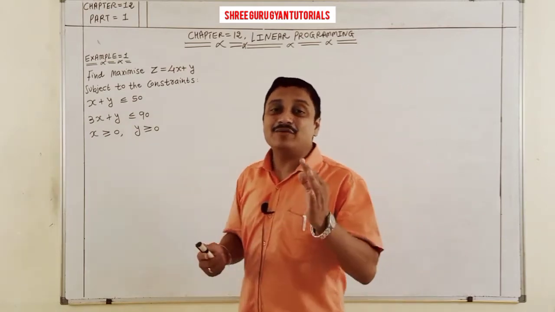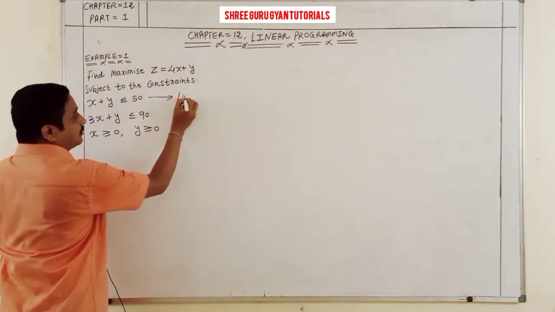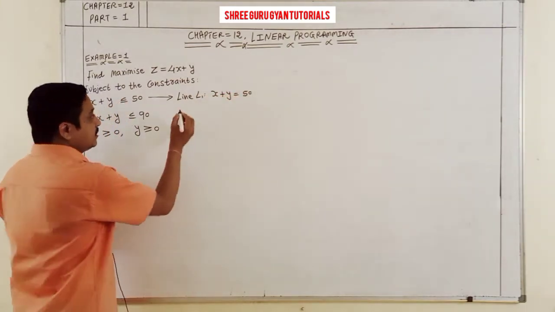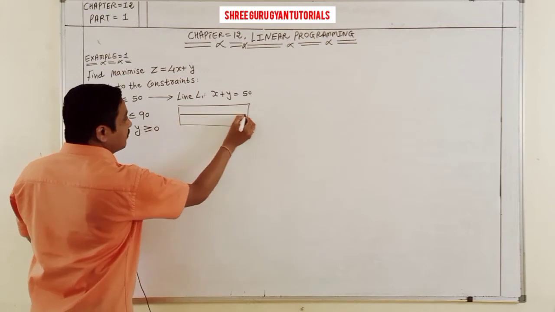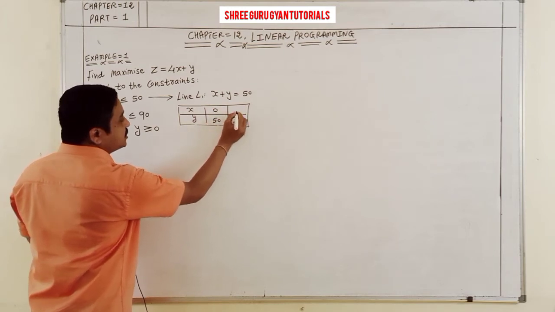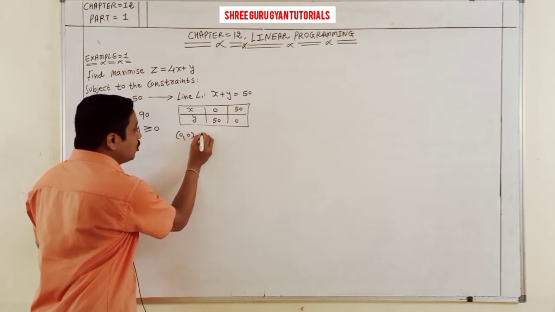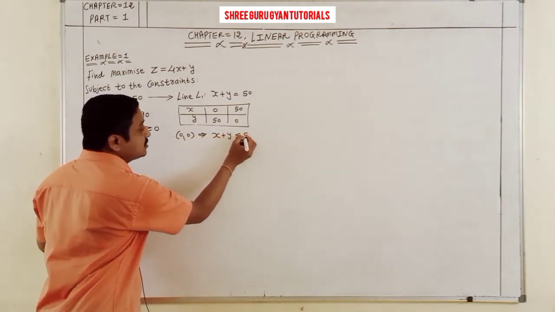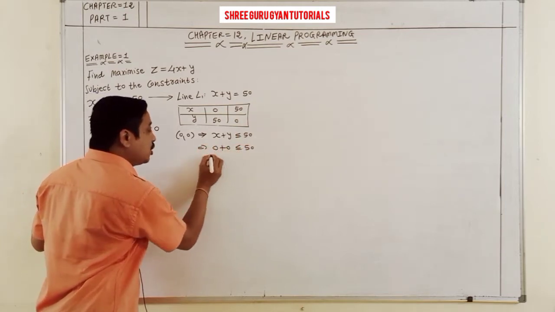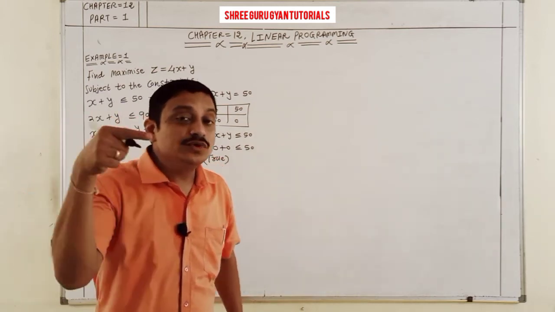Very easy. First I derive the equation of the line. Line L1: x + y = 50. Make a table for x and y. If x = 0, y = 50, or if y = 0, then x = 50. Then check whether the shading is towards the origin. Check (0, 0): 0 ≤ 50, surely true, which means the graph goes towards the origin.